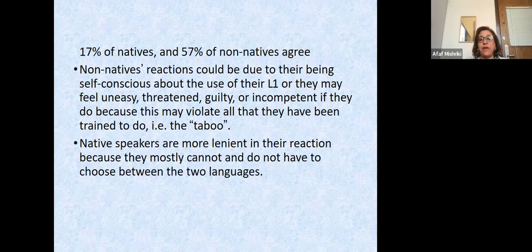And this may even violate the rules or all that they have been trained to do, which was at a certain point in time a taboo. But native speakers are a bit more lenient in their reaction, maybe because sometimes they cannot, or mostly cannot, resort to L1, which is Arabic, or they do not have the choice between the two languages, so they don't mind the occasional use of Arabic.